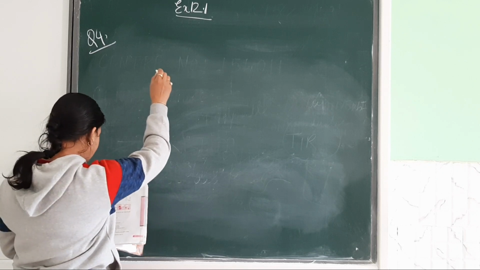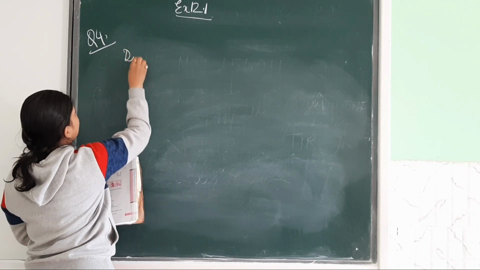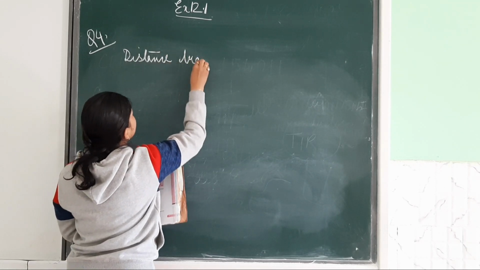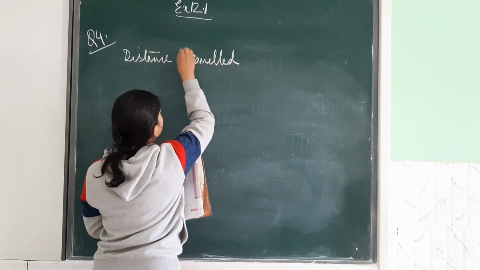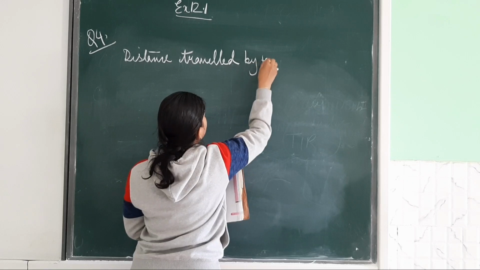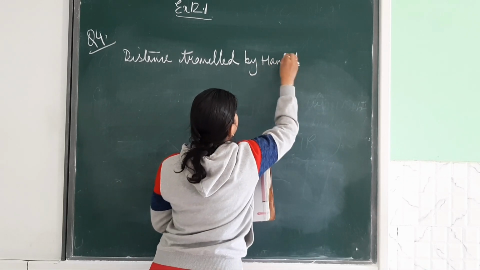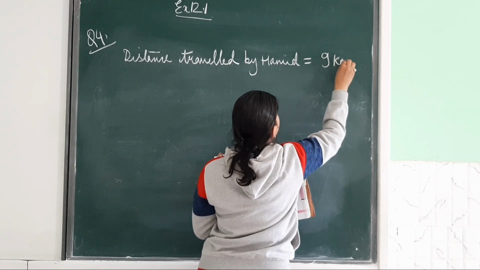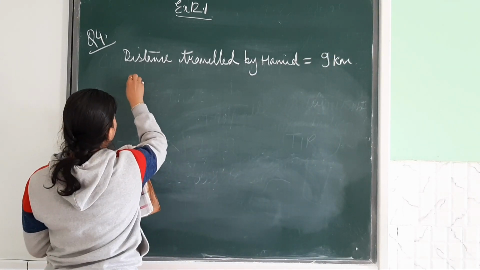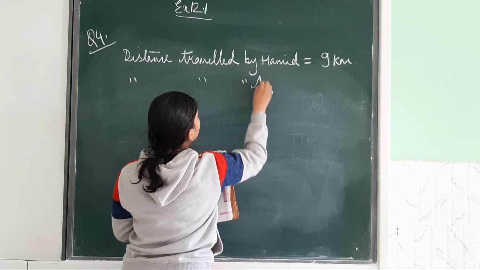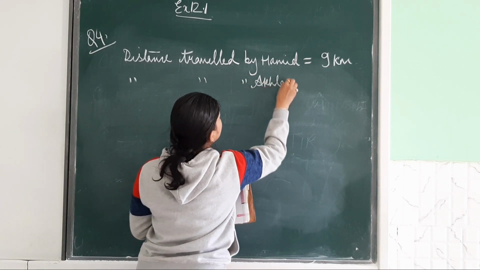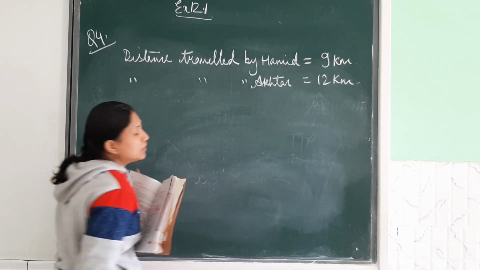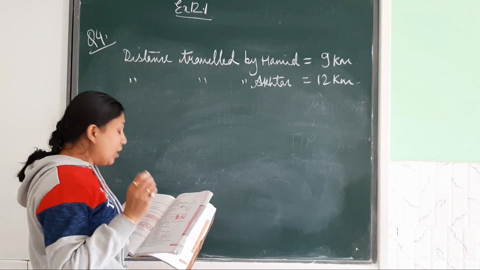The distance travelled by Hamid. We will write down first what is given. Distance travelled by Hamid. How much is given? 9 kilometers. Write this 9 kilometers. Same way, write down distance travelled by Akhtar. Now, how much distance has Akhtar travelled? Covered 12 kilometers. What are they asking?